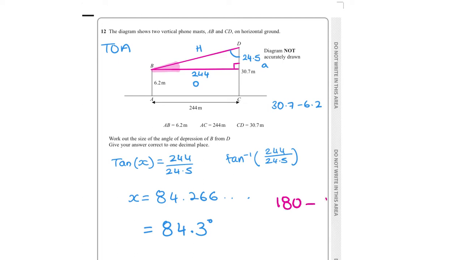180 minus 90 minus 84.3 is going to give us 5.7 degrees, okay? Now, this is to show you that whichever way you did this is okay. If you don't know what the angle of depression is, you still would have got a mark by using 24.5. You still would have got a mark by using tan. Okay? Everyone happy?